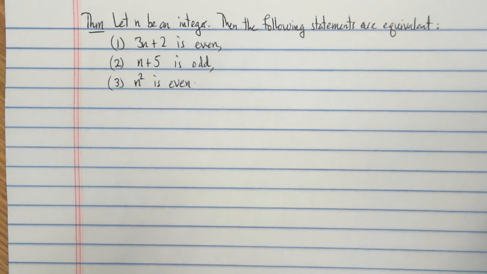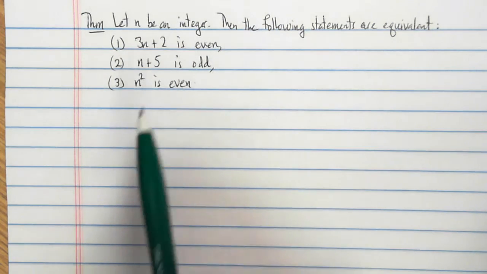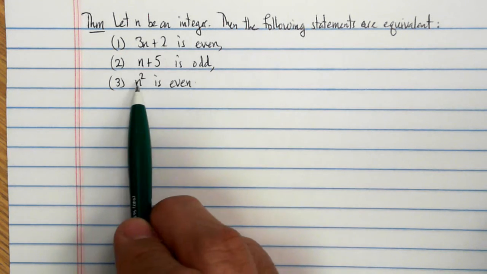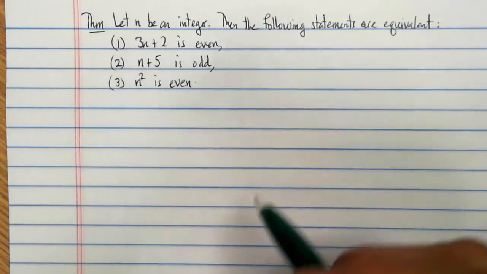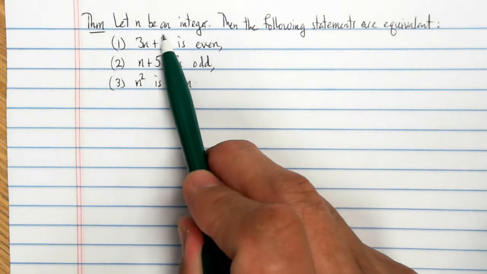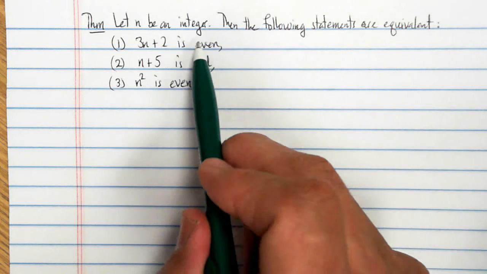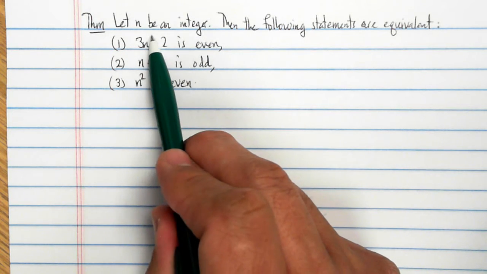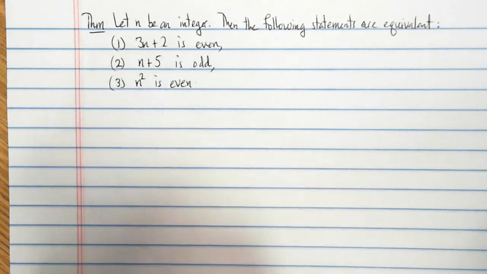Okay, let n be an integer. We're going to prove that these three statements are equivalent: 3n plus 2 is even, n plus 5 is odd, n squared is even. Ordinarily, when we have a proof of equivalence like this, it'd be nice to show that 1 implies 2, then 2 implies 3, then 3 implies 1, and just make a kind of a circle like that.